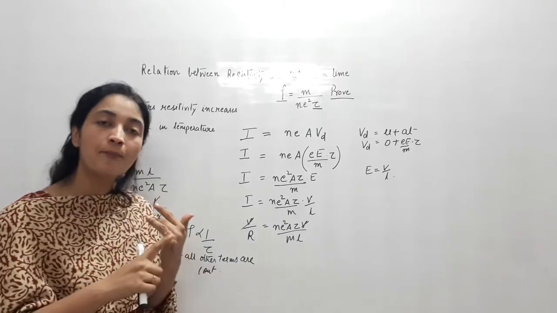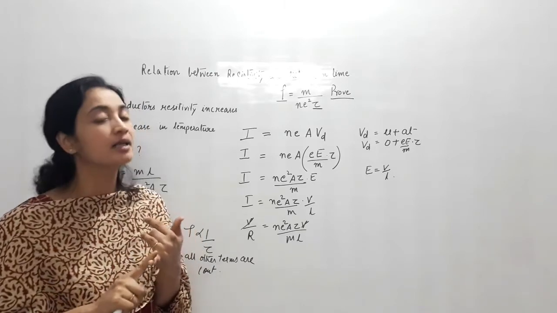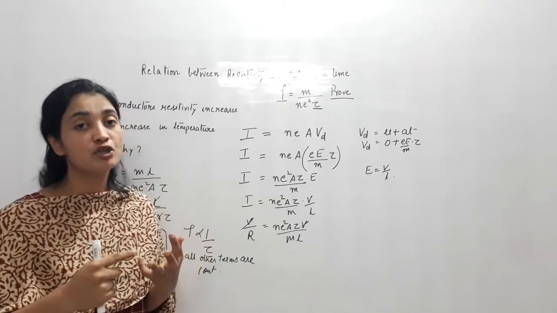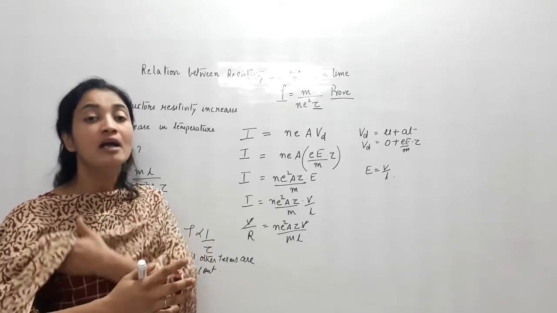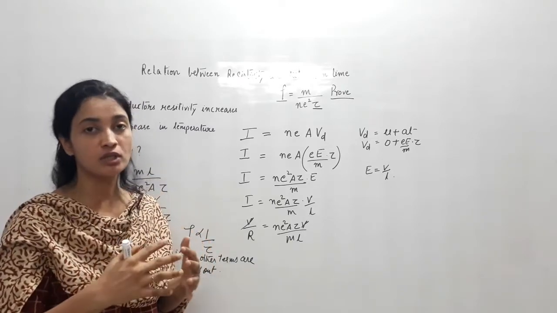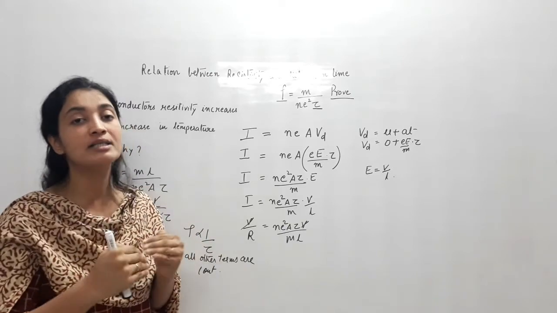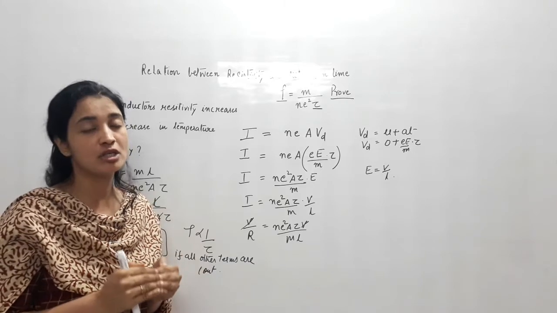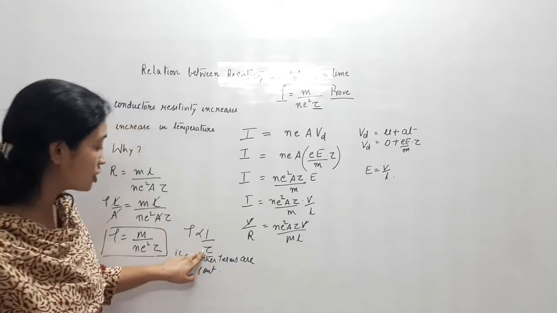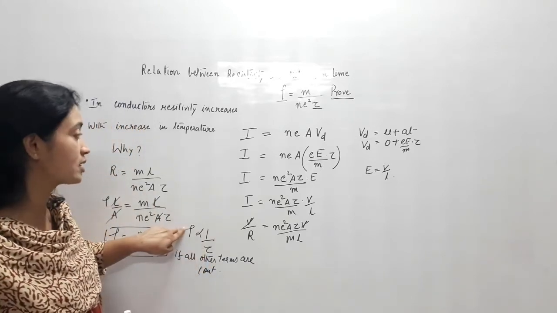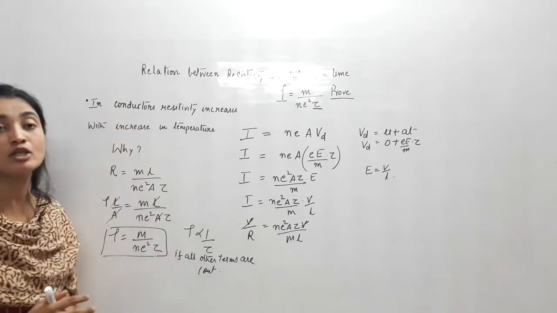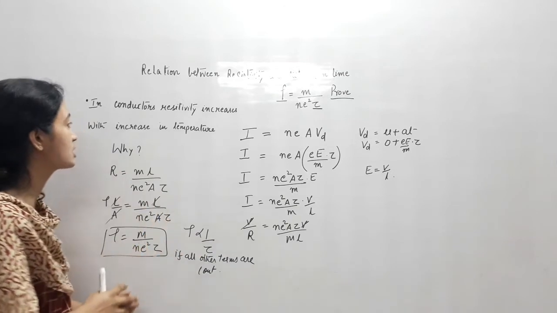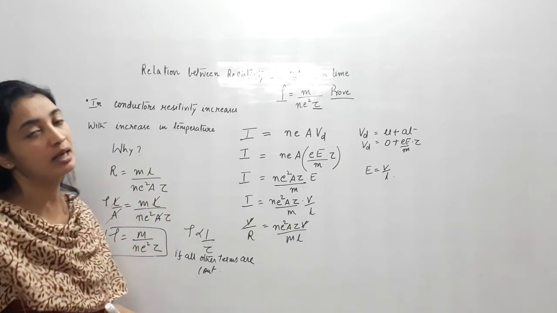With increase in temperature, we are increasing the kinetic energy of electrons. When the kinetic energy of electrons increases, they become more energetic and try to move ahead with more energy, and in this process the collision frequency increases. They collide more frequently, and the relaxation time decreases. With decrease in relaxation time, resistivity increases. This is the situation with conductors. So we have understood the reason for increase in resistivity with increase in temperature in case of conductors.